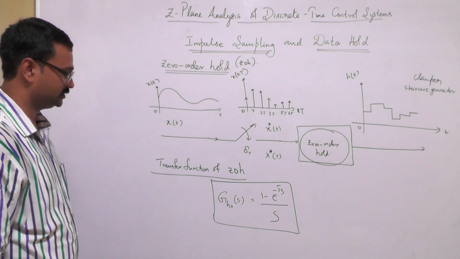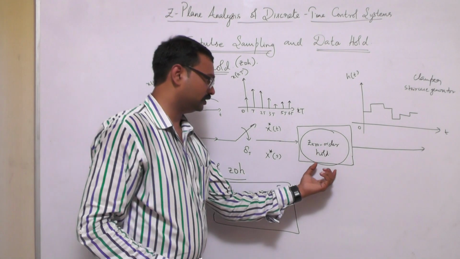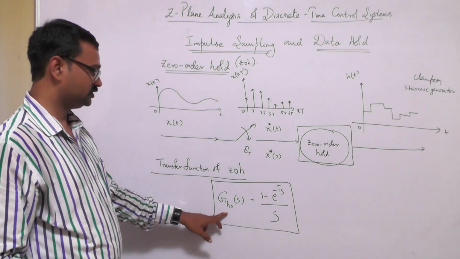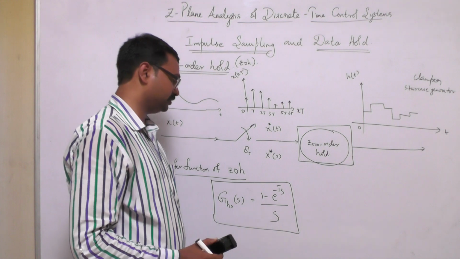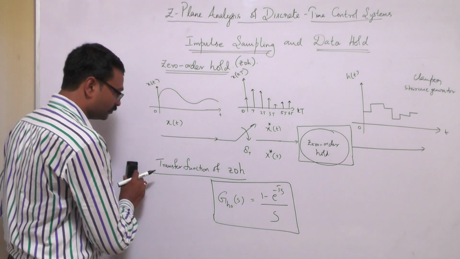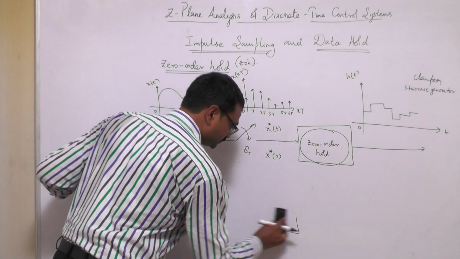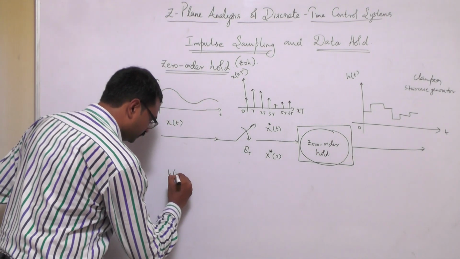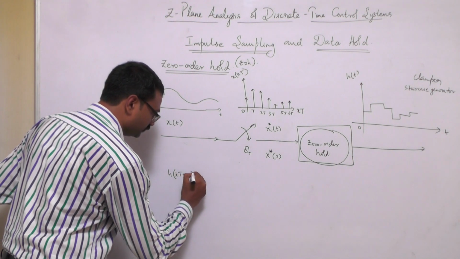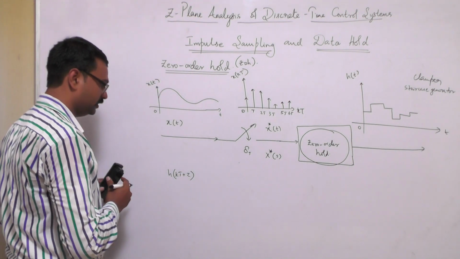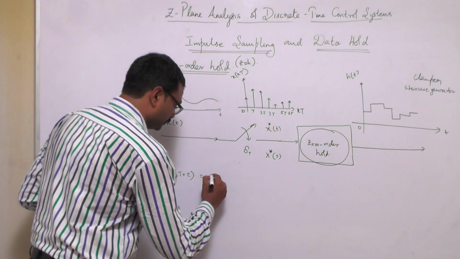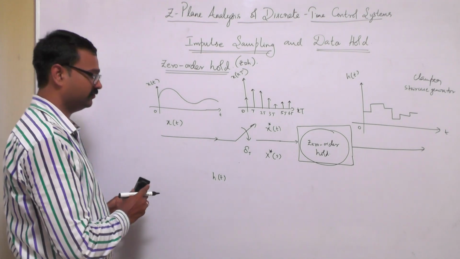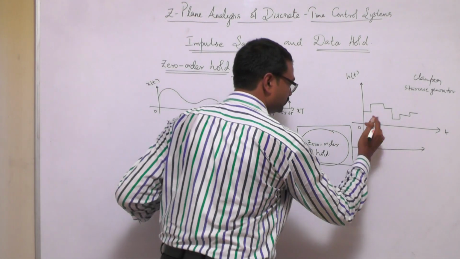What is GH0(s)? That is the transfer function of the zero order hold. Now what is happening in this zero order hold is what we are going to discuss. GH0(s) is equal to (1 minus e power minus Ts) by s. This is what we will have to prove here. Therefore, let me first discuss h(t), or h(kT plus tau). How do we represent h(t) from this diagram?